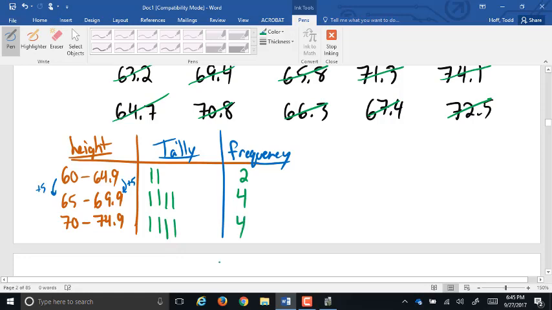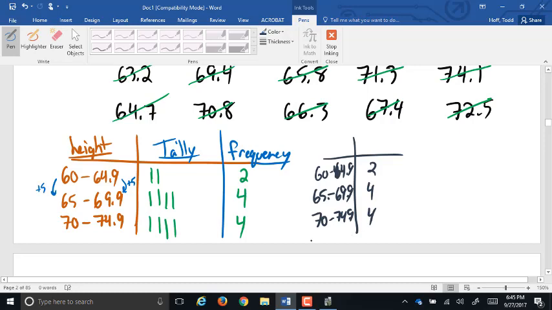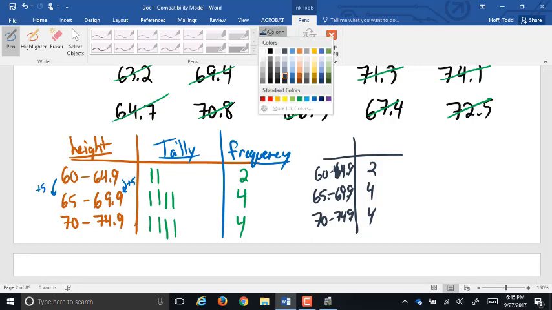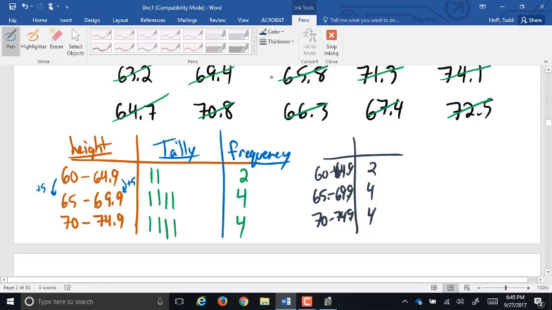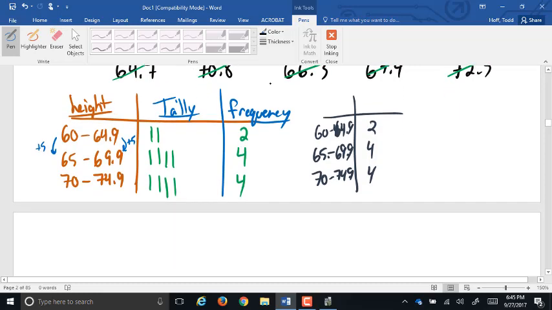Again, in my finished table, I would not have that tally column in there. I would take it out. But when I'm creating it, it helps to have it in there to make that rough draft. With continuous data, it's occasionally done with discrete data, but it's more common in continuous data. We sometimes create something called a cumulative frequency table.